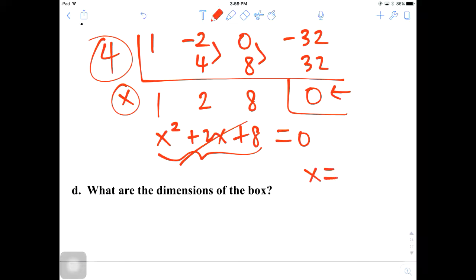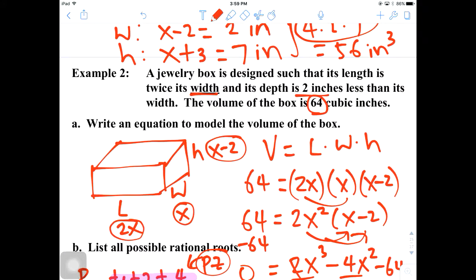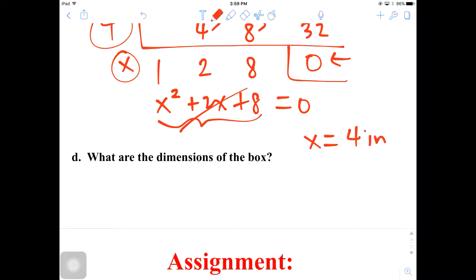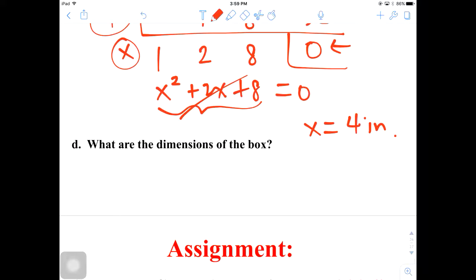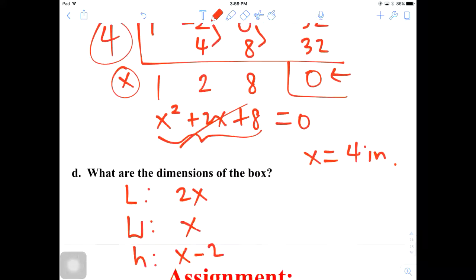So we have x equals 4. And I believe this is inches again. So x equals 4 inches. And so what are the dimensions? Length, width, and height. So the dimensions are length is 2x, width is x, and the height is x minus 2, right? Let me just double check. So 2x, x, and x minus 2, there you are.